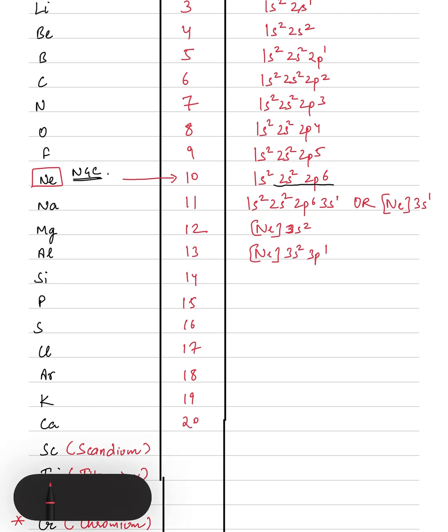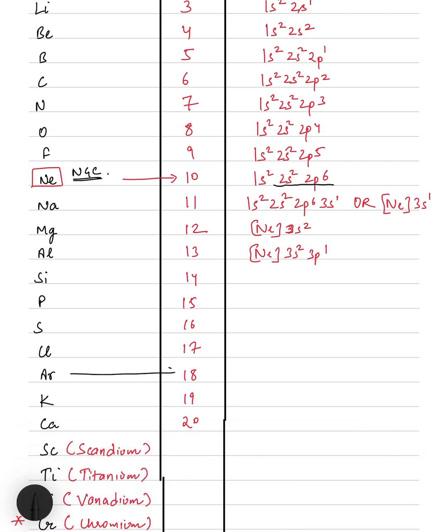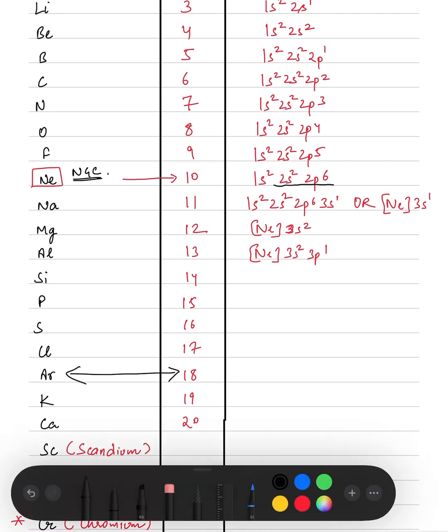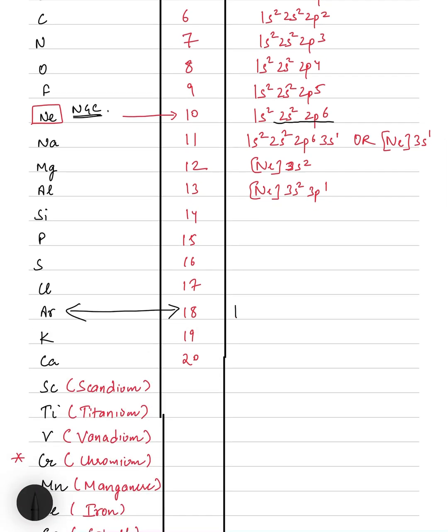Here also, if you see, argon is another noble gas, and in the case of argon, when you fill the electronic configuration, it will be like this. 18 is the atomic number, so it will be 1s2, 2s2, 2p6, 3s2, and 3p6. This is the configuration of argon, right? So in the case of argon, the third shell is completely filled, right? 3s2 and 3p6 are completely filled.